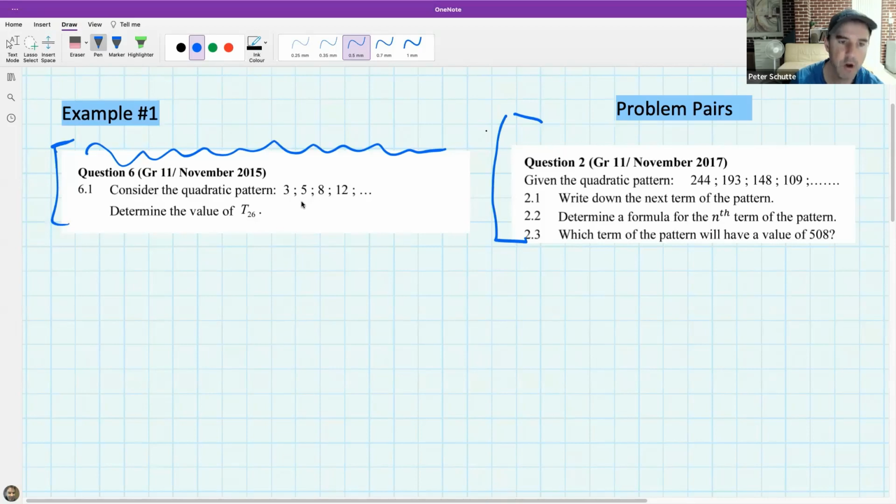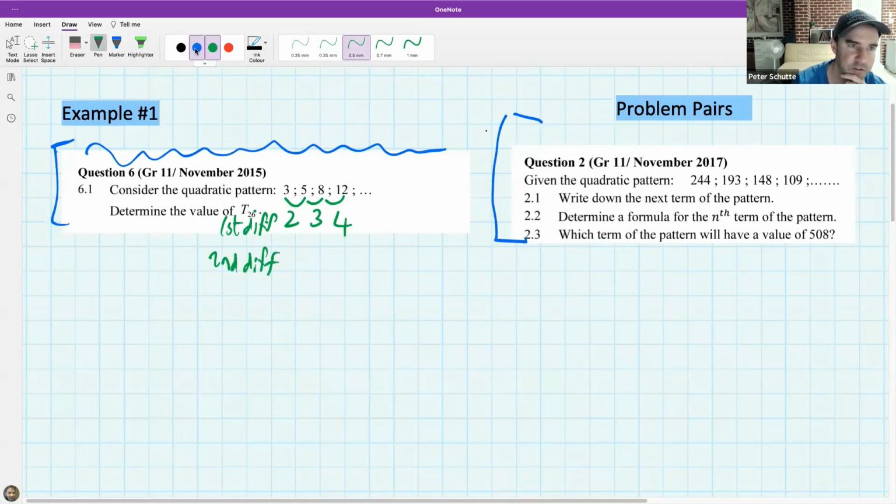Okay. All right, so let's do step one. Step one, Candy, is to look at the pattern and find the first differences. If I go 5 minus 3, I get 2. If I go 8 minus 5, I get 3. If I go 12 minus 8, I get 4. Are you okay with working out first differences? Yes, sir.